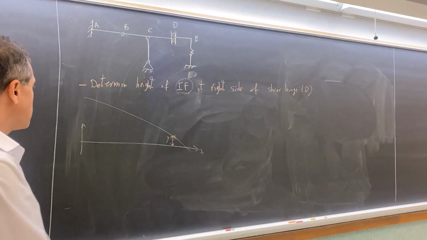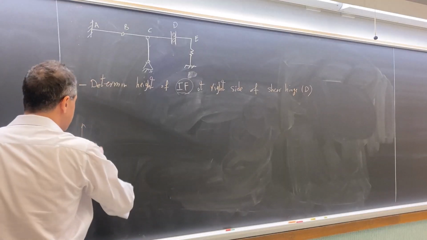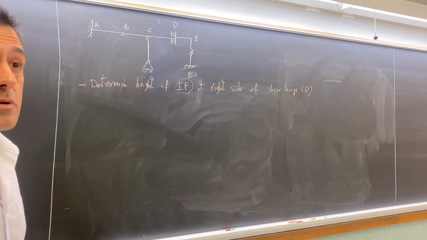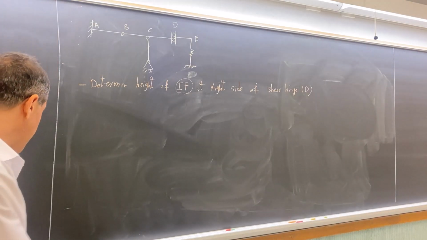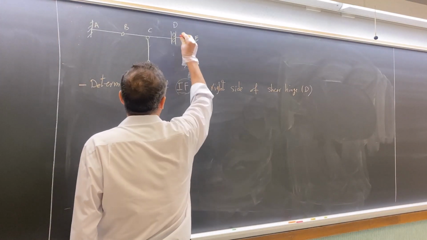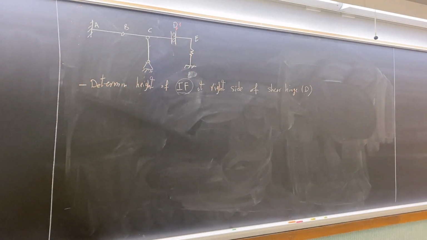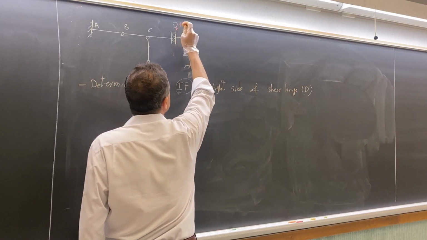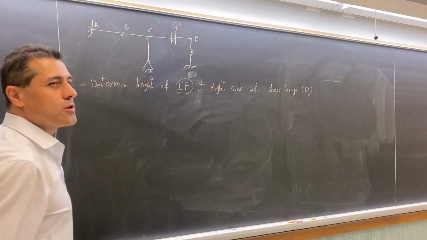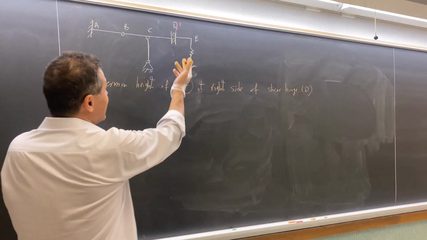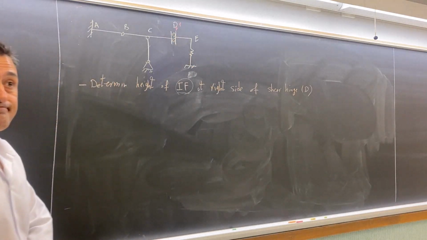So what to do? Where should I place the unit load? Remember, we have to use a unit load, and we have to place it right at the right side of D. So this is the method. We place a unit load downward at the right side of the shear hinge, because the question is asking for that. And it makes a difference if you place it at the left side of the shear hinge.